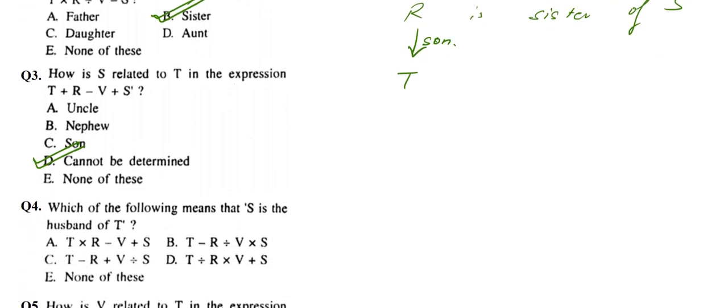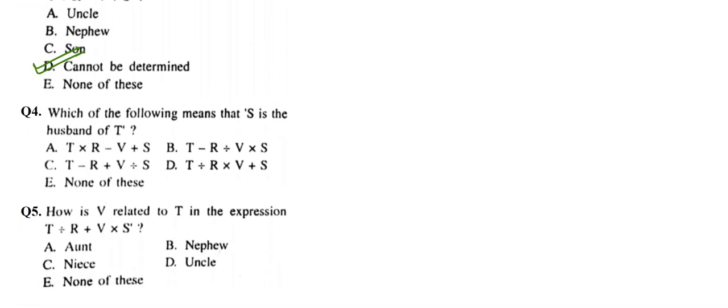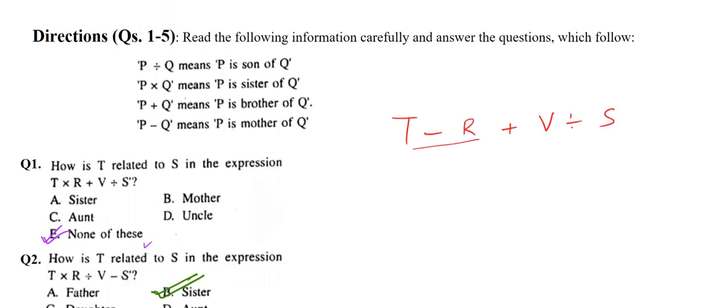Now let's check the other option, that is option number C. Option C is T minus R plus V divided by S. So beginning with T minus R.